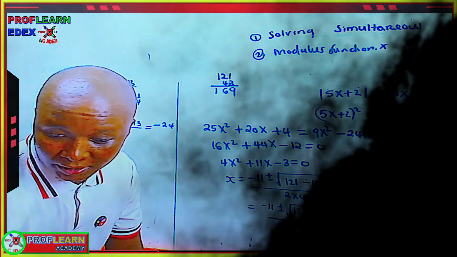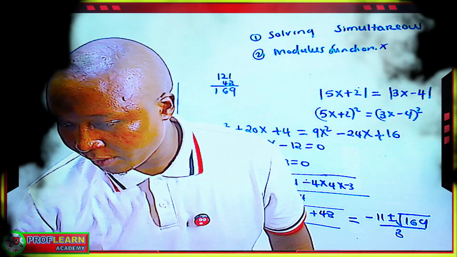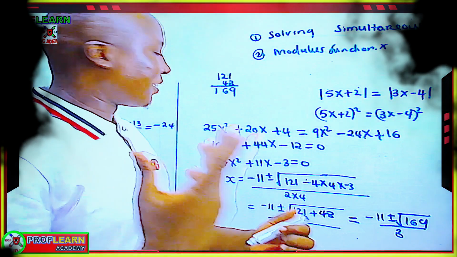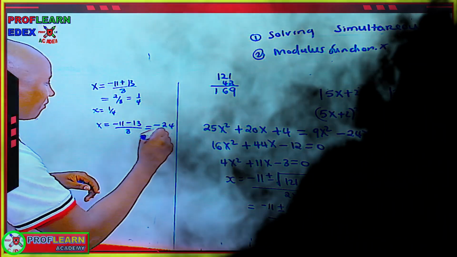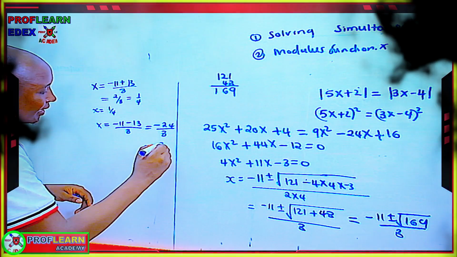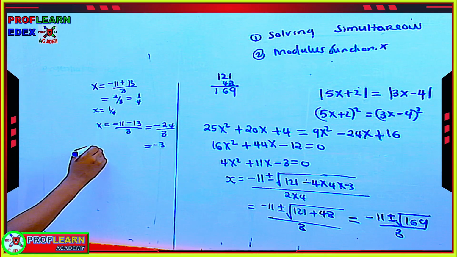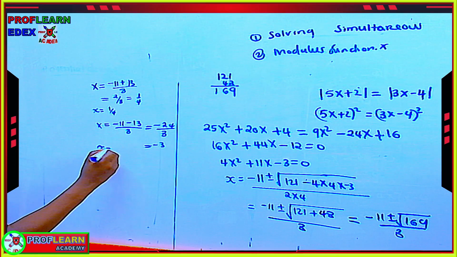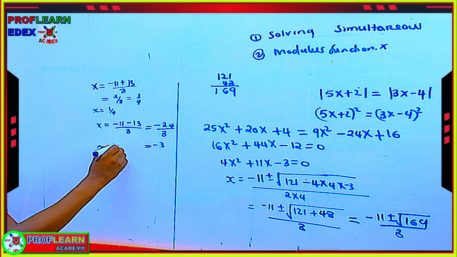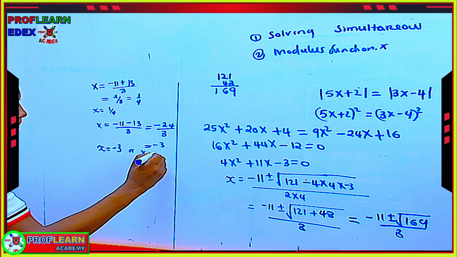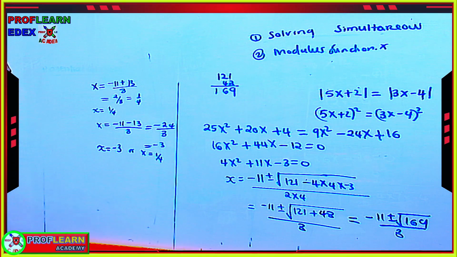Negative 24, right? Yeah, let me check whether wherever I'm writing you are able to see. Yeah, I can see the screen here is indicating that everything's visible here. Then divide by 8, that's going to be negative 3. Yeah, so we have x is equals to negative 3, or x is equals to 1 over 4.